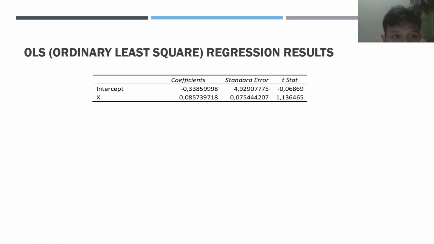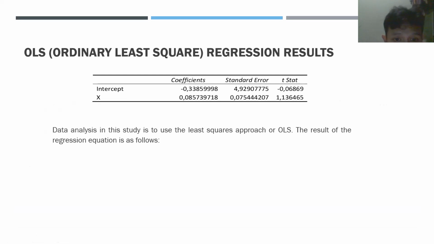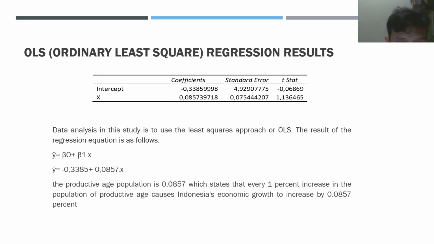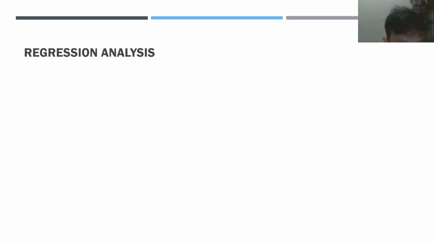This is the OLS data, and the analysis in this study is to use the least squares approach or OLS. The result of the regression equation is as follows. This equation, and we have a result that's minus 0.3385 plus 0.0857 x. That means the productive age population coefficient is 0.0857, which states that every 1% increase in the population of productive age causes Indonesia's economic growth to increase by 0.0857%.